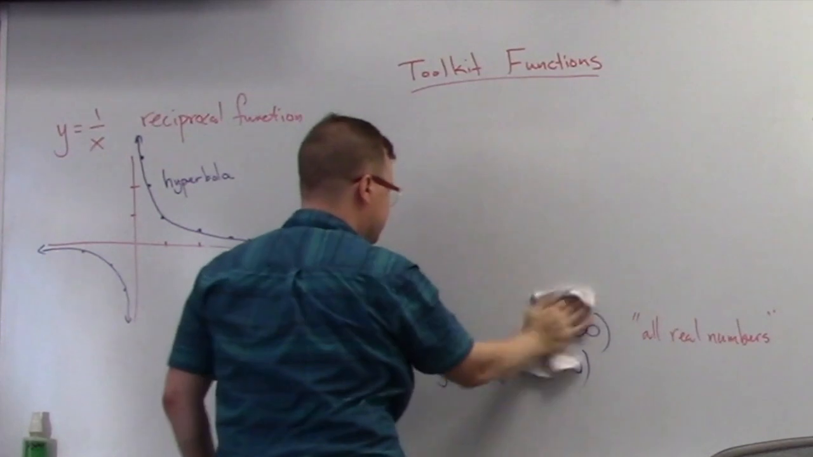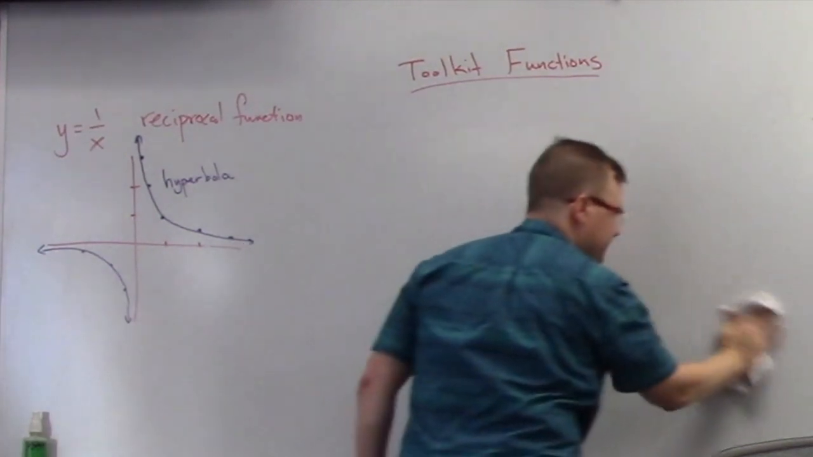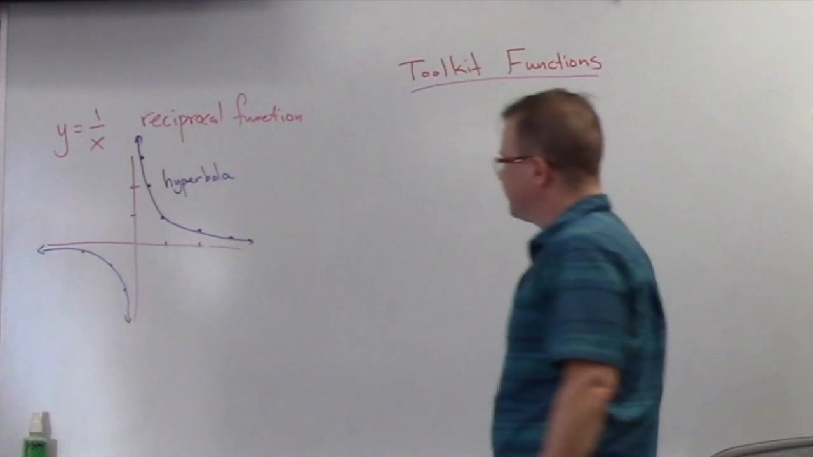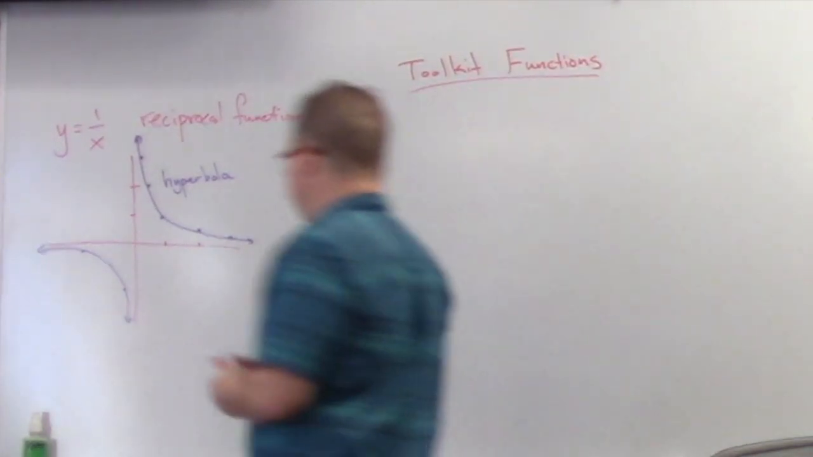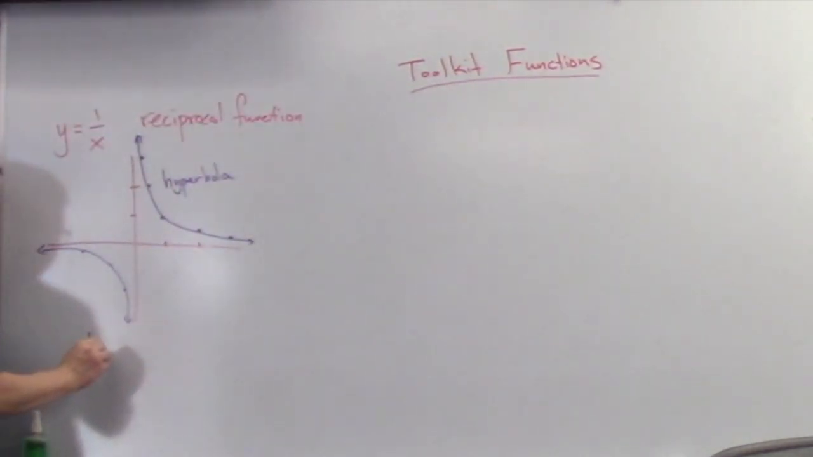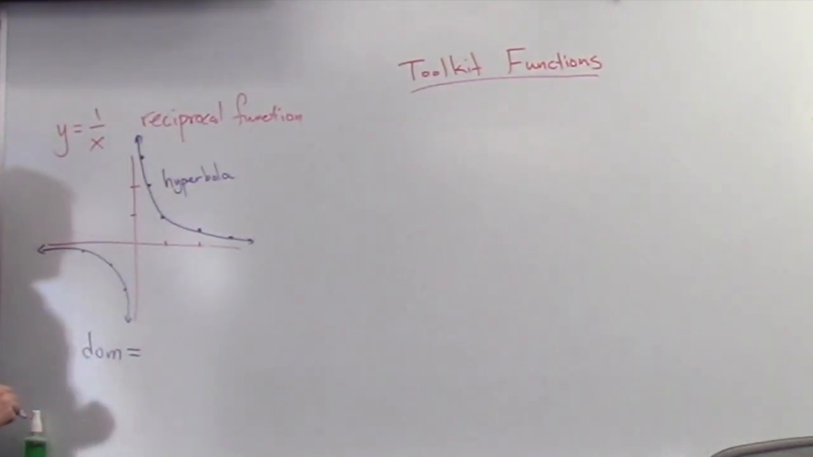How about you tell me about the domain and the range of this function. Everything but 0. Yeah. We couldn't plug 0 in, right? That was the first one I tried, and we had to abandon that idea because we can't divide by 0. And you're saying everything else is in the domain. So we use parentheses for 0, right?